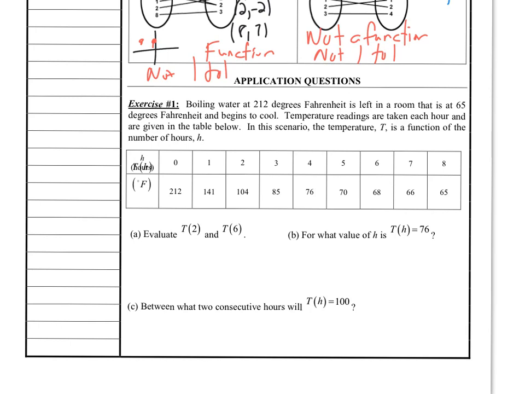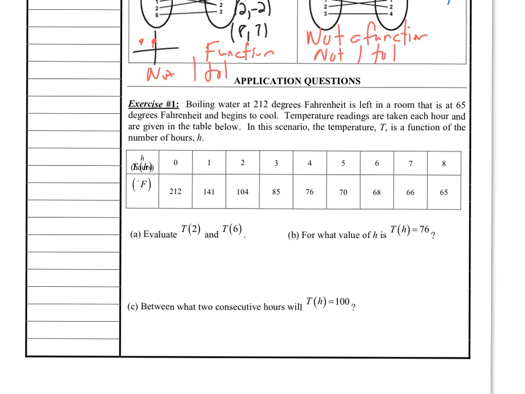Anyways, so here we have it. After 0 hours, that's why it's 212, and every single hour, somebody came back and did that. Anyways, evaluate T of 2 and T of 6. What you need to understand is this is function notation.